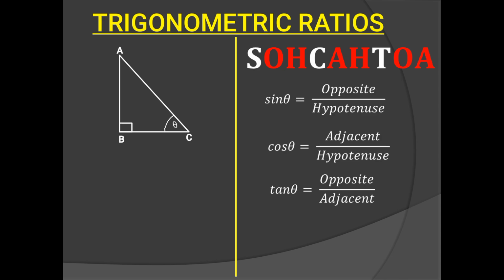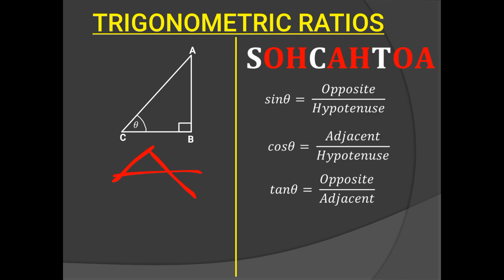So imagine the diagram is changed like this. The diagram is turned like this. Same thing. Let's look at our adjacent. Where do you think the adjacent is? Yes, you are right. So that is here. Where is our hypotenuse? Here, we already know it. Where is our opposite? It's here.